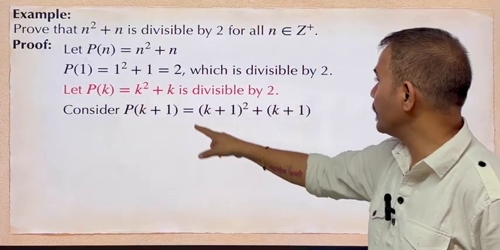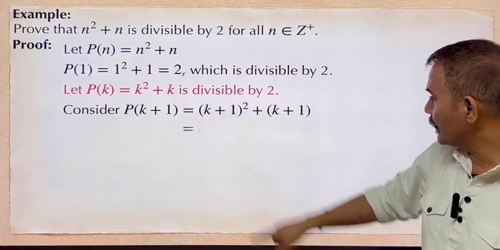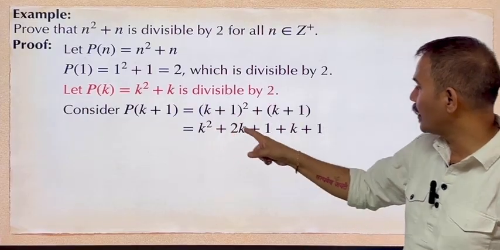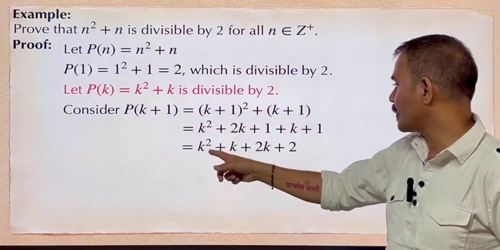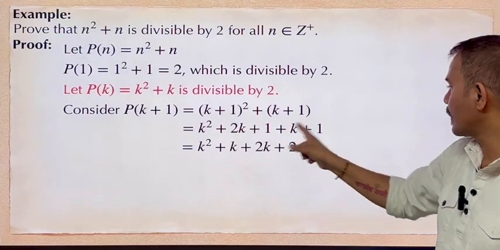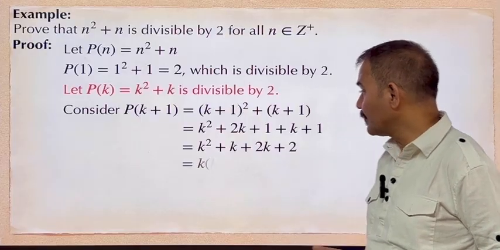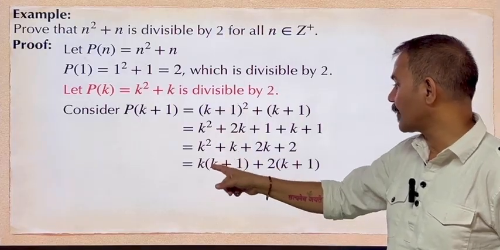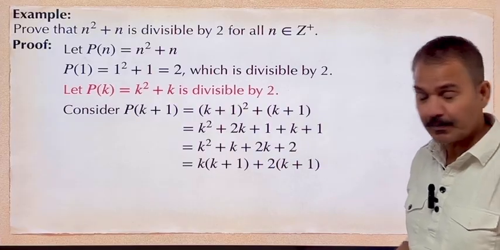So consider P(k plus 1), which is (k plus 1) squared plus (k plus 1). When you simplify, it gives you k squared plus 2k plus 1 plus k plus 1. Rearranging, you get k squared plus k plus 2k plus 1 plus 1, which is 2. Now, we will use our reasoning. k squared plus k, can we write it as k times (k plus 1)? So we have k times (k plus 1) plus 2 times (k plus 1).